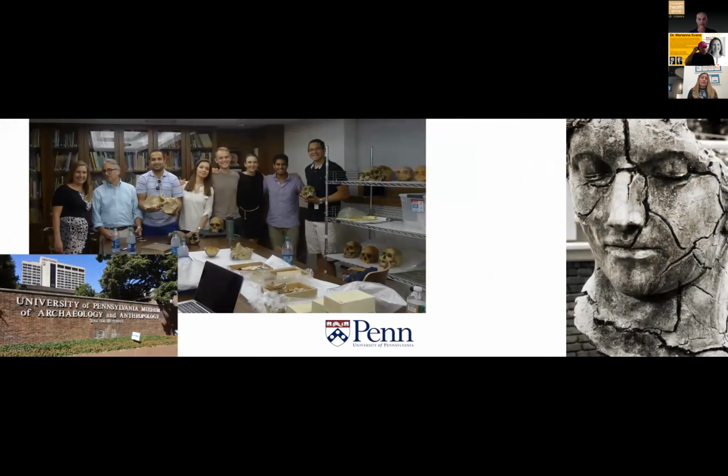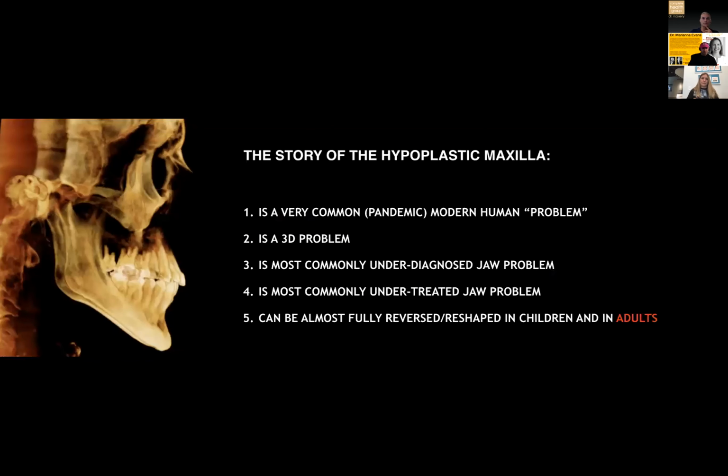So we are doing some very interesting research. We are finalizing data from the University of Pennsylvania Anthropology Museum on some CBCT scans that we took of pre-industrial skulls. The University of Pennsylvania has one of the largest collections of pre-industrial human skulls. Hopefully within the next 3 months, we will share with you the results of this research. It's really, really promising, and it's going to change the way we practice orthodontics in the future.